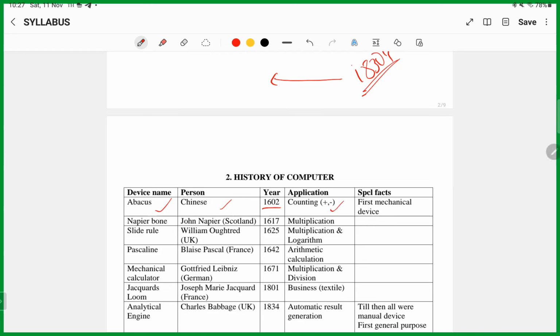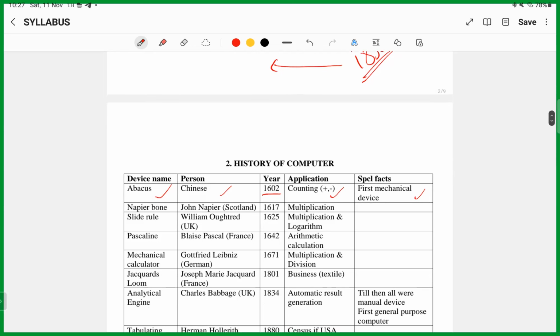Counting. Presently we use abacus for counting only: plus, minus, multiplication, divisions and all those. So it is used for counting and it is the first mechanical device. This is very important. First mechanical device.